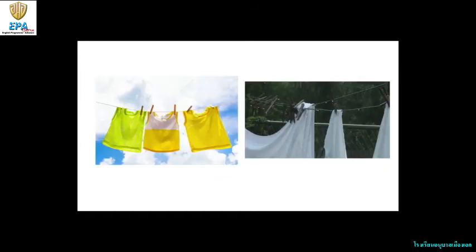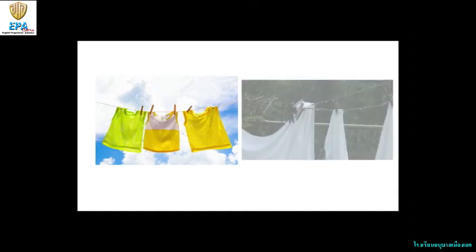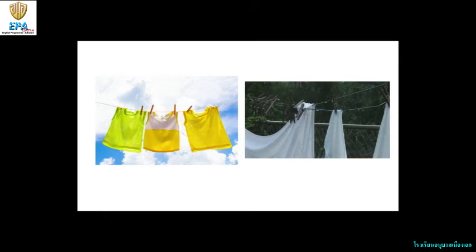Now, can you identify which one is wet and which one is dry? On the left side, we have dry clothes. On the right side, we have wet towels. They are wet because they absorbed the water from the rain.